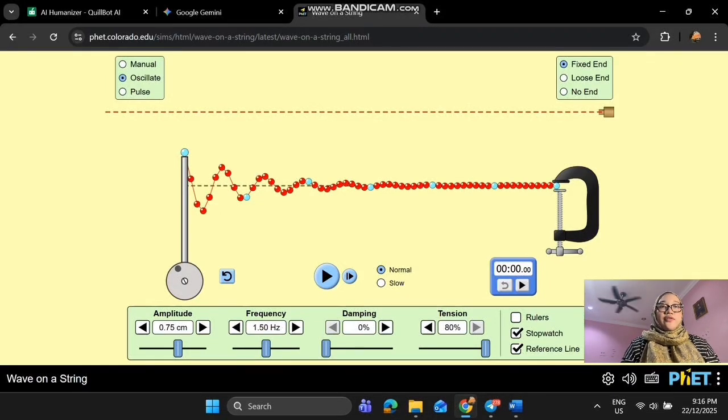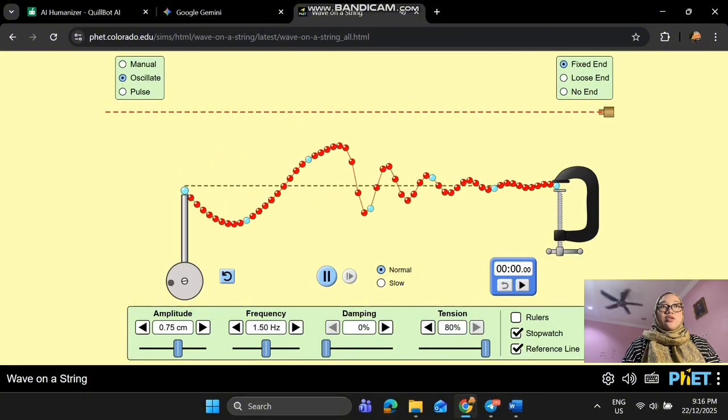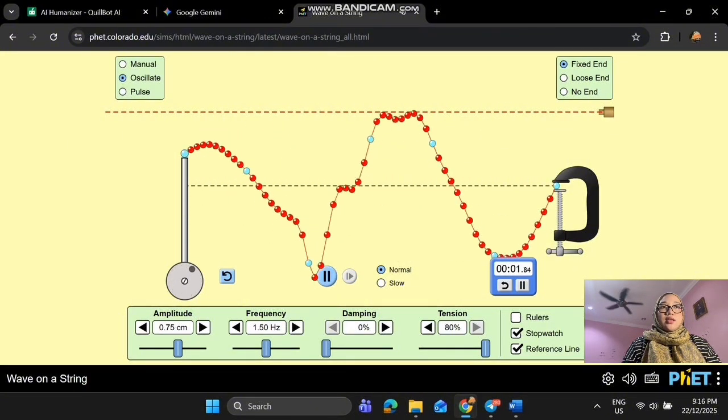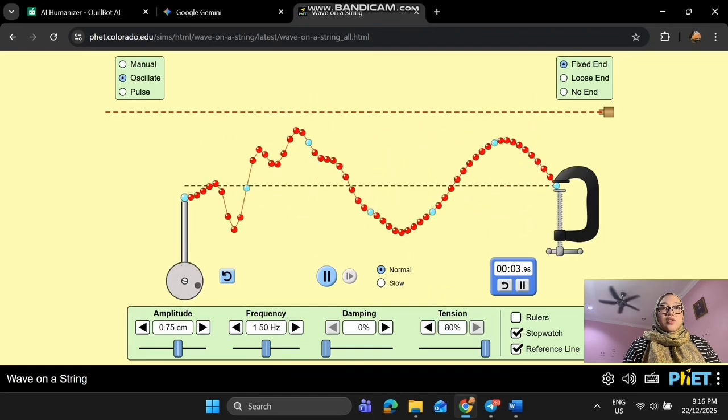Okay, so for the first picture it's about the fixed end, and it's a low damping and high tension. The damping we set to 0%. At 0% there is no energy loss, so the wave maintains its high amplitude all the way to the end.